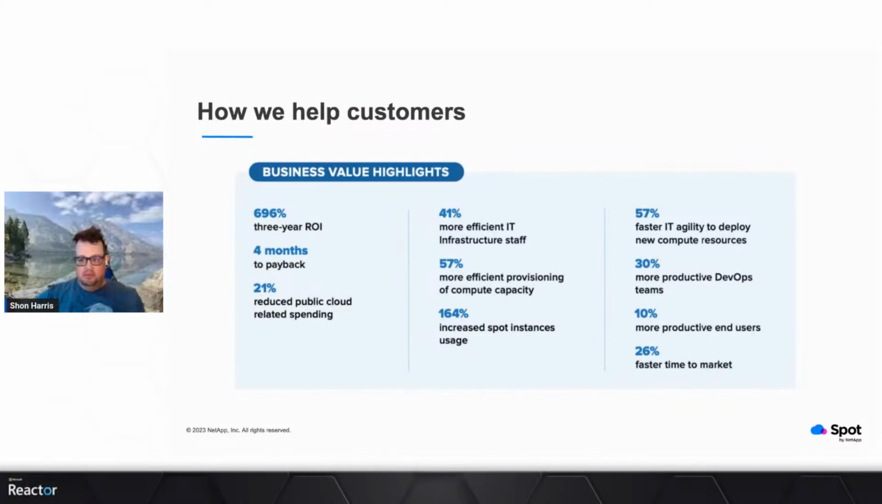So again, some more stats on how Spot helps. We have a 696% 3-year ROI, which means it takes about 4 months to pay back. We make your teams, your DevOps team specifically, 30% more productive, 57% faster to deploy new resources, and 26% faster time to market.